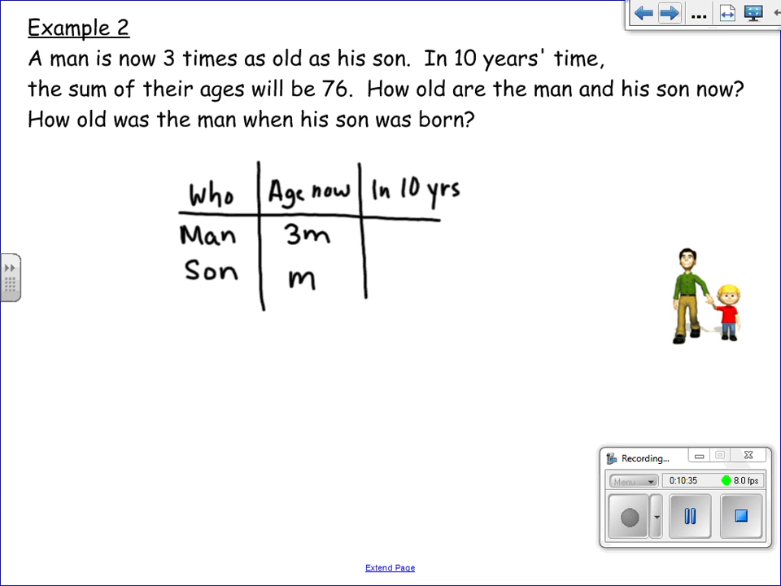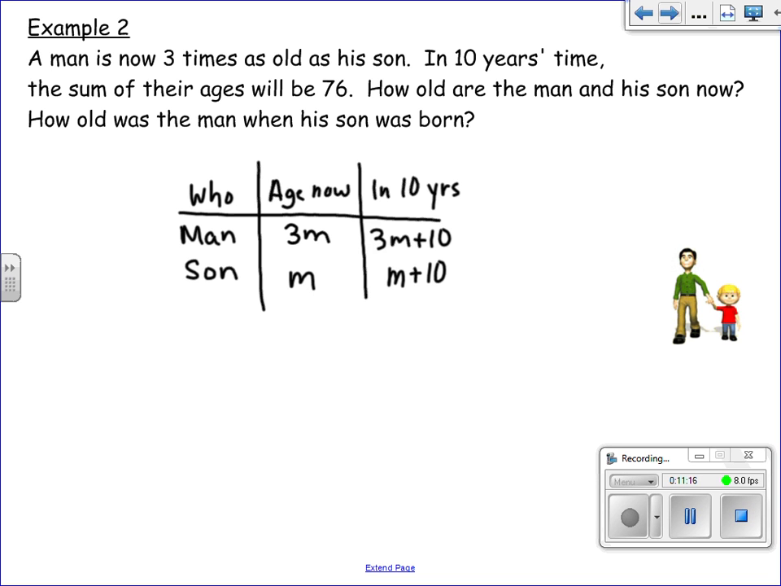If the man is 3M now, what will be the expression for him in 10 years? Daryl? 3M plus 10. Very good. And if the son is M now, what will he be in 10 years? Anna? M plus 10. All right. Now you're set up, you're going to be able to write an equation. What sentence gives us our equation information in this problem? Logan? The sum of their ages will be 70. When is that the sum of their ages? In 10 years.